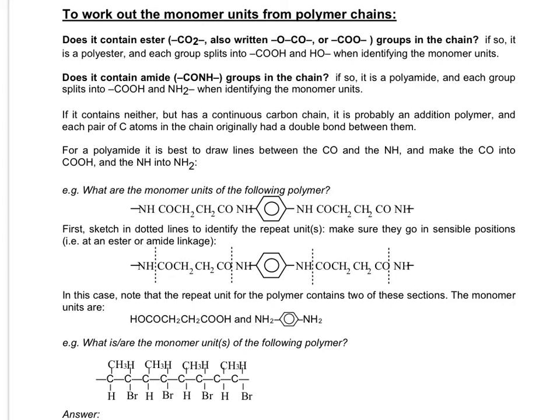If you're asked to work out the monomer units from the polymer chains, then you've got to go backwards. If it's got an ester linkage in it, then that means it's obviously a polyester, so the functional groups that you should have on your monomers should be the carboxylic acid and the alcohol. However, if it's got an amide linkage, it's a polyamide, and you should be looking to create monomers that have a carboxylic acid and an amine group on them. If it's just a continuous carbon chain and it hasn't got an ester linkage or an amide linkage, then that's probably come about because of adding those monomers together, and so that must mean that there was originally a double bond between those carbons.